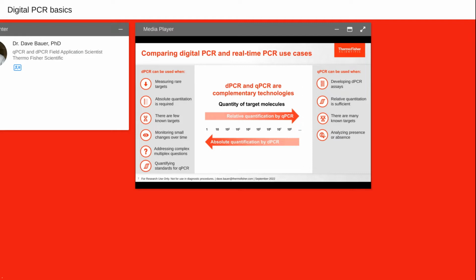And because of that precision that we referenced, we have the ability to monitor small changes, whether that's over time or between samples. And multiplexing. We'll talk about later how multiplexing can be easier with digital compared to real-time, primarily because we don't rely on the reaction kinetics. And lastly, quantifying standards for real-time PCR. You'll notice the bottom left of the slide and the top right, those are complementary things. I don't want you to walk away from this thinking, should I use digital or real-time? Sometimes the answer is going to be both. They do have kind of a yin and yang complement in certain workflows.